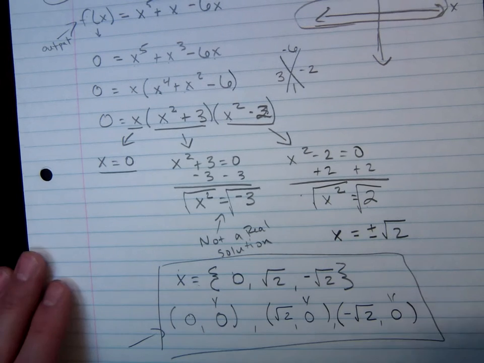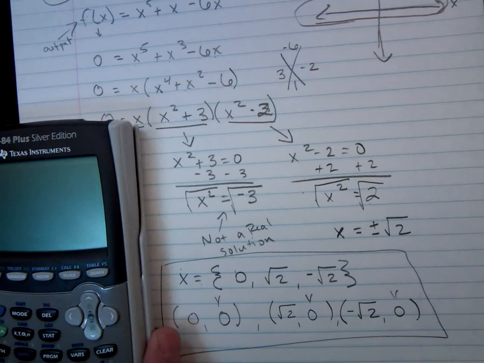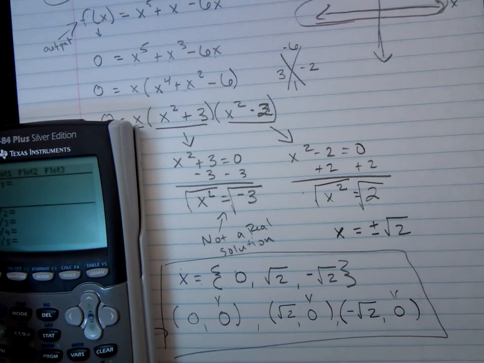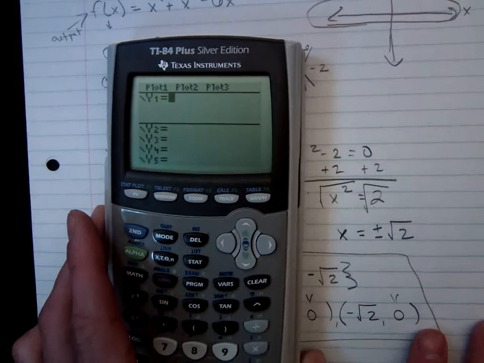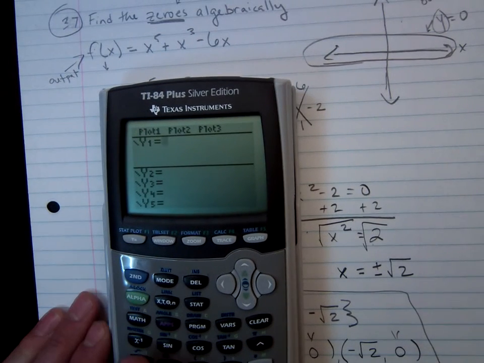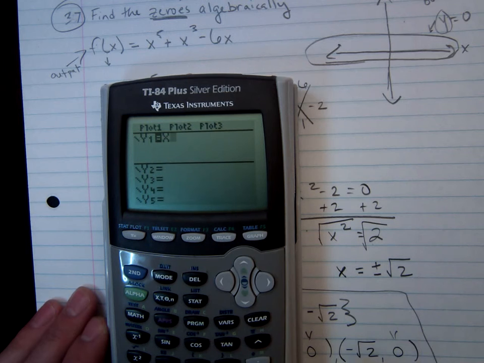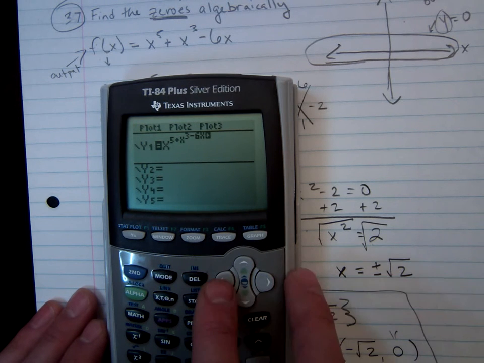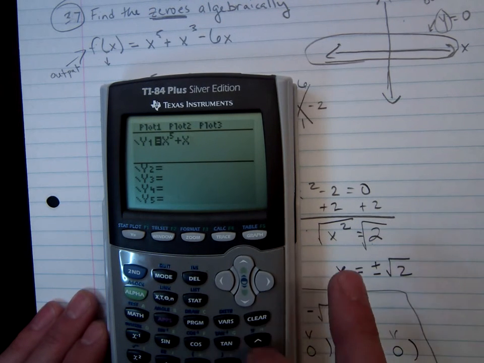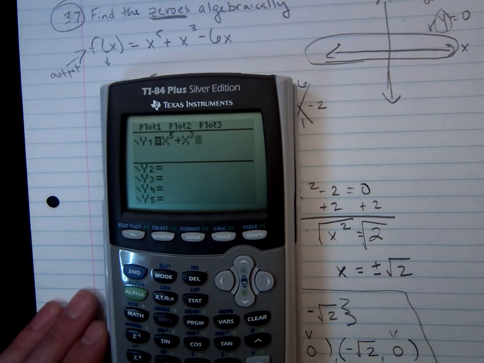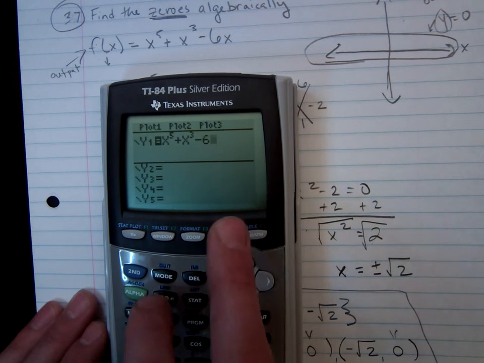Now, it did say in the problem as well to go ahead and graph the equation. So if we plug in the original equation to check our answers here, I'd put in x to the fifth power plus x to the third power minus 6x. Oops, I did that wrong. x to the fifth power plus x to the third power minus 6x. Graph it.